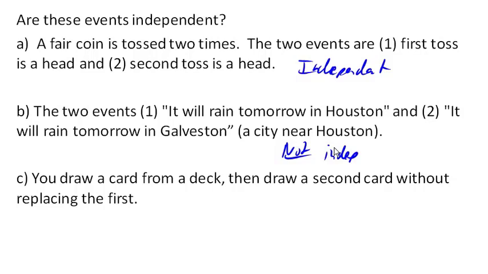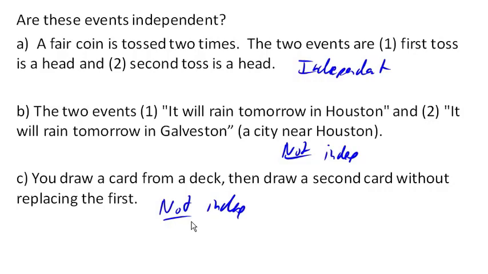How about if you draw a card from the deck and then draw a second card without replacing the first? This is again not independent because the result of the first draw will affect the result of the second draw. For example, if we're asking about the probability of getting an ace, the likelihood of getting an ace on the second draw depends upon whether or not we got an ace on the first draw. So these are not independent.